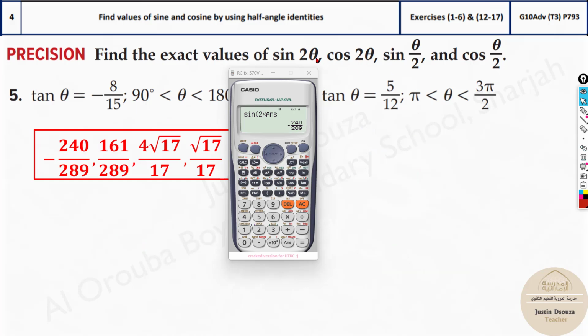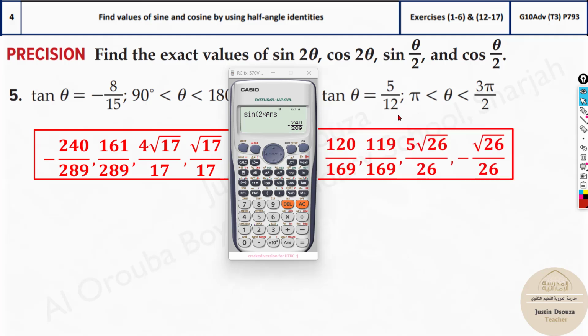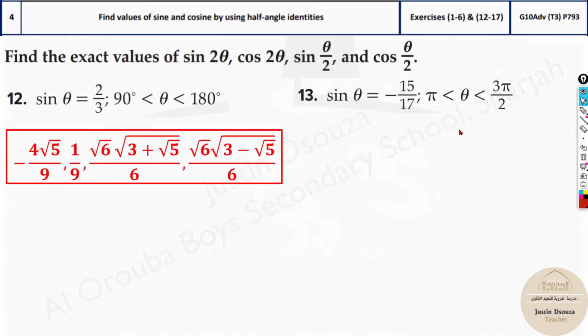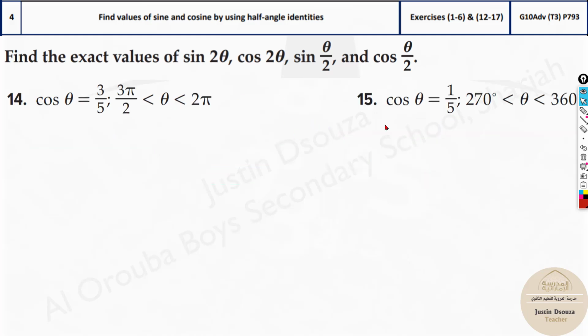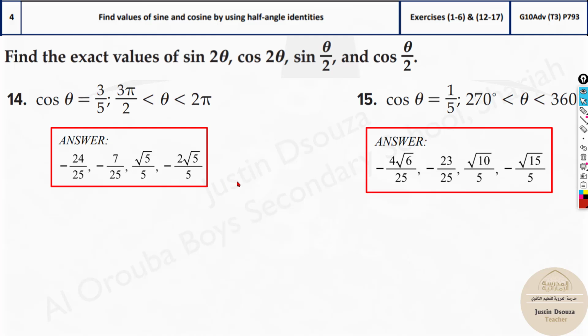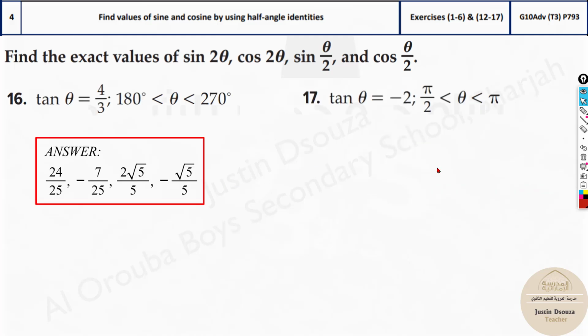For the first two, if the question is only for double angle identity, do it in the calculator easily. Please do try these questions as well. They're pretty straightforward, just like what we have done, only the values are changing. All the solutions are available over here. After you solve it, check the solutions.